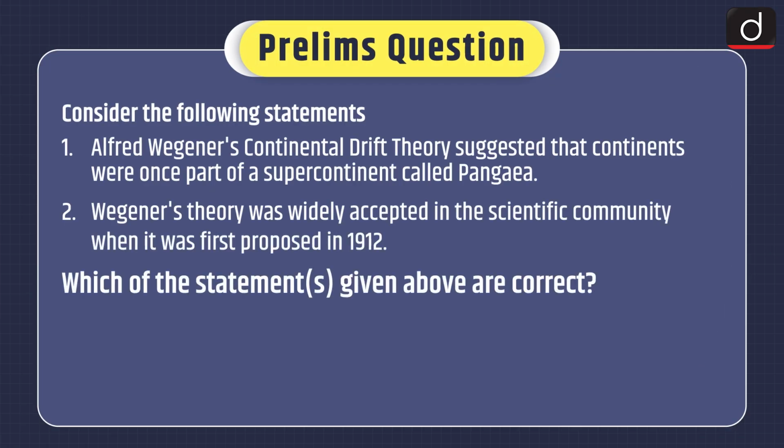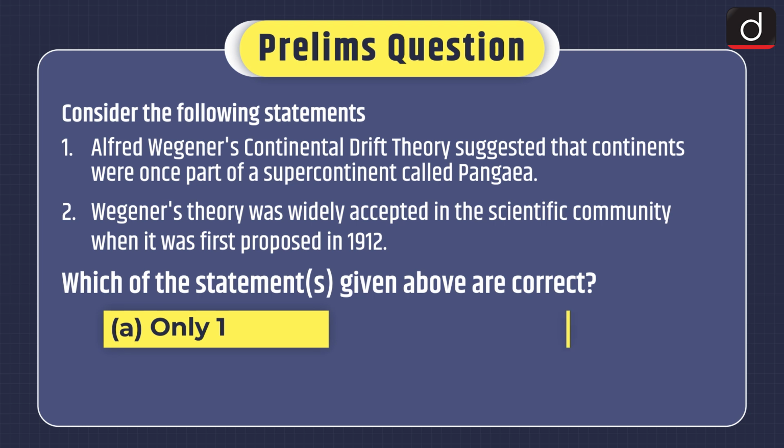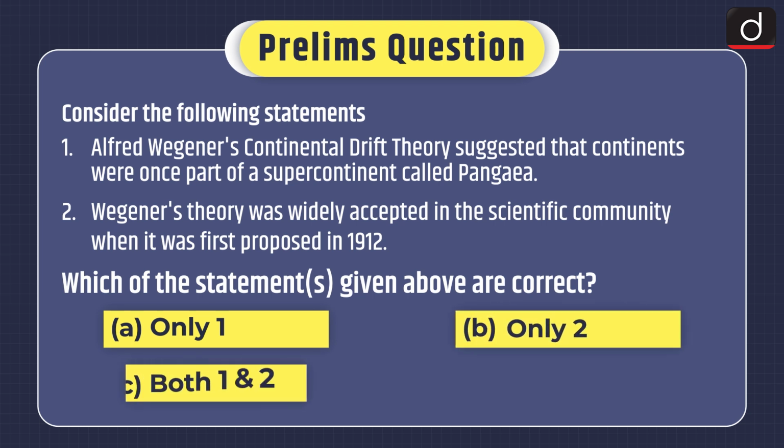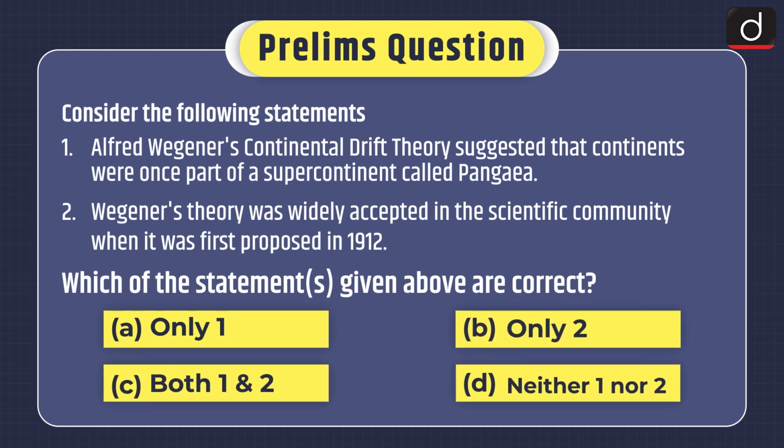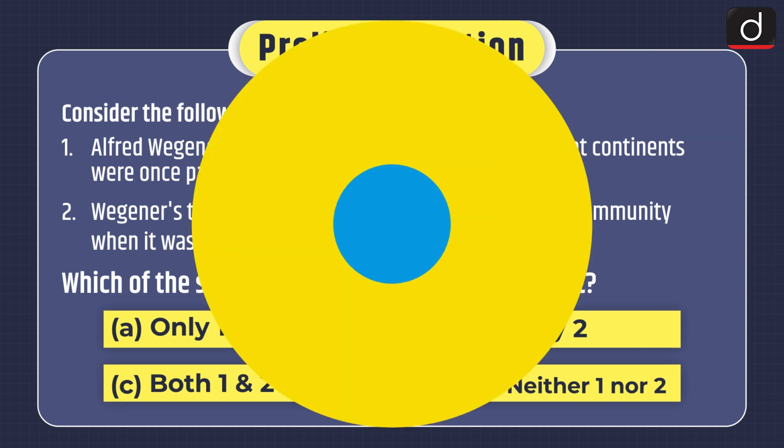Now it's time for the practice questions. First of all, prelims question. Consider the following statements. 1. Alfred Wegener's continental drift theory suggested that continents were once part of a supercontinent called Pangaea. 2. Wegener's theory was widely accepted in the scientific community when it was first proposed in 1912. Which of the statements given above are correct? Only one, only two, both one and two, or neither one nor two.